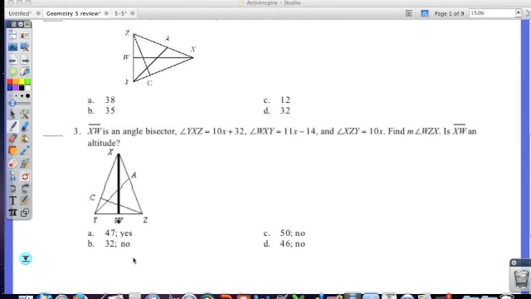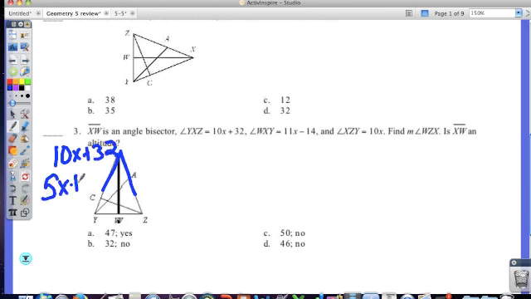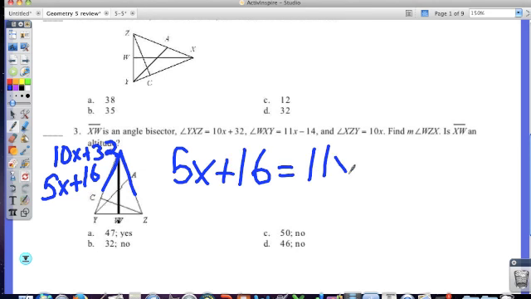First, since I knew it was an altitude, and it intersected line YXZ, I divided 10x plus 32 by 2. Okay, so this is 10x plus 32. You divided that by 2, and you got 5x plus 16? Yeah. Then what did you do? And then I made it equal to 11x minus 14. That sounds perfect. So 5x plus 16 equals 11x minus 14.